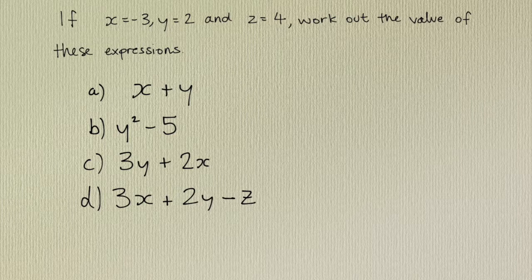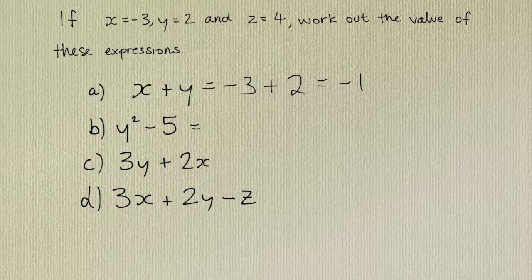Alright, here's a slightly more complicated example. The question says, if x equals minus 3, y equals 2, and z equals 4, work out the value of these expressions. The first expression is x plus y. So we need to write that expression out again with those values substituted in. x equals minus 3, so where the x is, I need to write minus 3. Then I've got plus y, and y is 2, so that's going to be plus 2. Now I've got a problem that I can solve. Minus 3 plus 2, that's going to be minus 1.